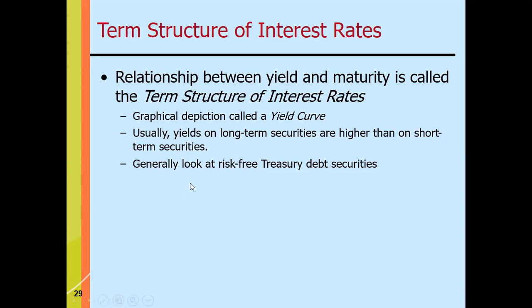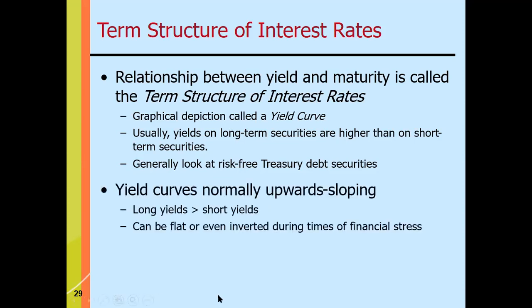Then generally look at risk-free treasury debt securities. We again consider US Treasury bonds as risk-free despite the fact that there are still risks, but with the lowest or minimal amounts. Also, long yields would be greater than short yields. That's why yield curves normally would be upward sloping. They can be flat or even inverted, so downward sloping, during times of financial stress, in case, for example, of recession or certain difficult times, especially the pandemic that we have. But in the long run, the cumulative values of the rates would be upward.